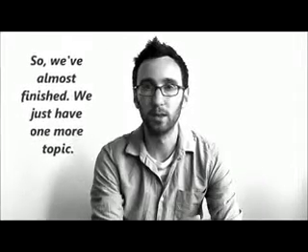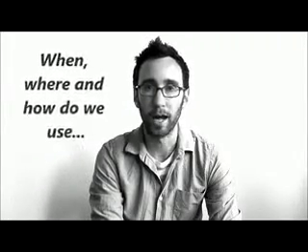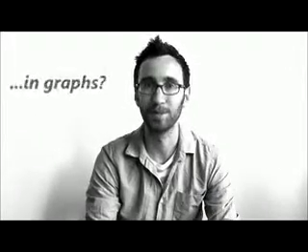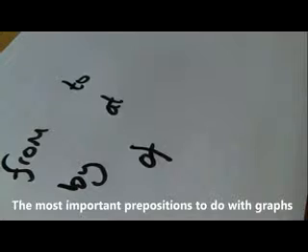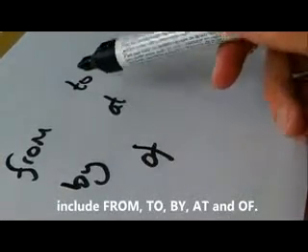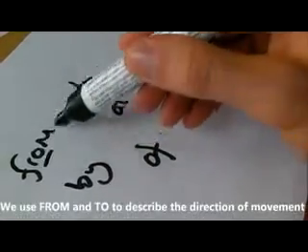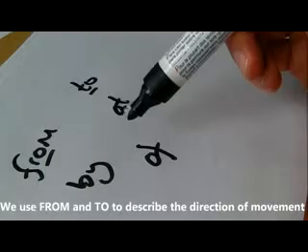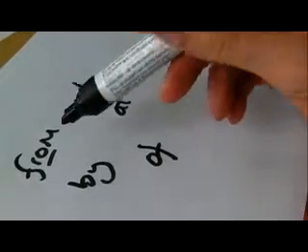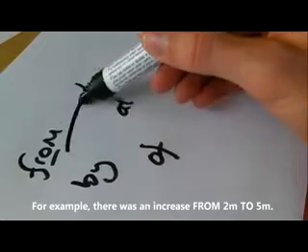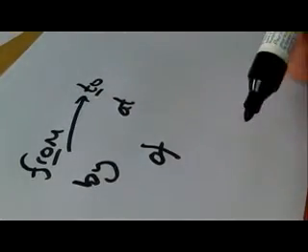So we've almost finished. We just have one more topic. When, where and how do we use prepositions in graphs? The most important prepositions to do with graphs include from, to, by, at and of. We use from and to describe the direction of movement. For example, there was an increase from 2 million to 5 million.